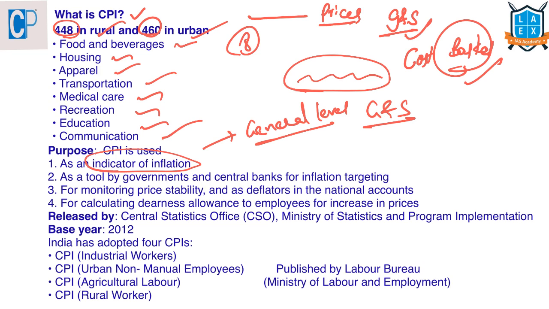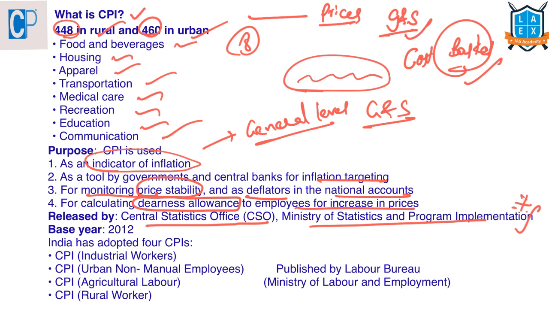So this CPI is an indicator of inflation, and it is a tool used by the governments and central banks for targeting this inflation and for monitoring the price stability, and it acts as a deflator in the national accounts and for calculating dearness allowance to employees for increase in prices. Who releases this CPI? It is the Central Statistics Office under the Ministry of Statistics and Program Implementation that releases this. This is important, please do remember. It is calculated based on a base year of 2012.